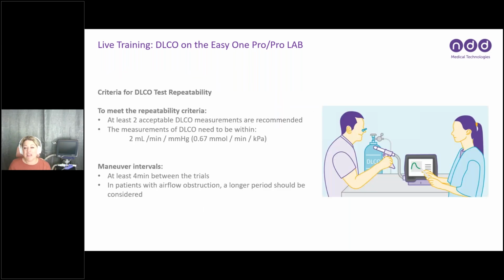All right, we know that we have to have 2 acceptable maneuvers. So how do we know that it's acceptable? We also know that it needs to be repeatable.